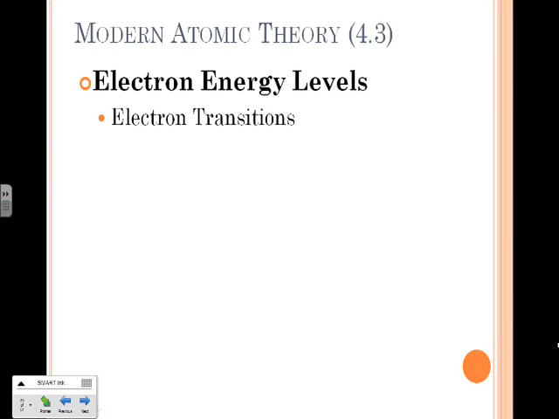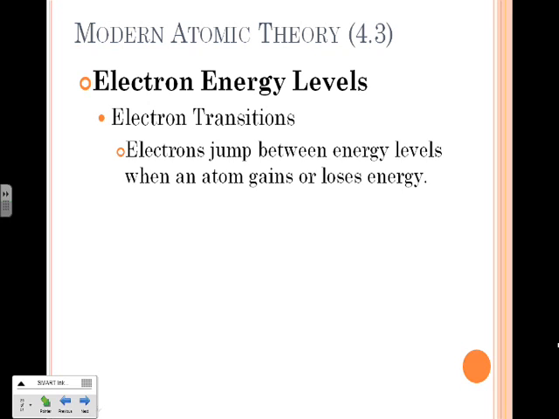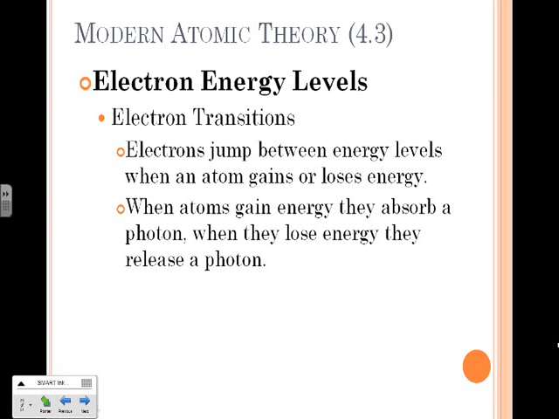The last thing for today, we need to talk about electron transitions. Electrons can jump between energy levels when an atom gains or loses energy. And so when they gain energy, that means they absorb a photon. And when they lose energy, they release a photon. Now, a photon is a particle of light. So light helps energize or de-energize an atom.